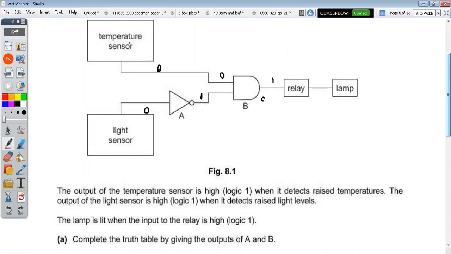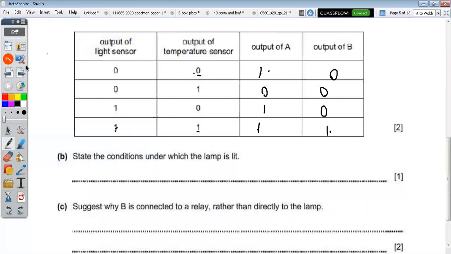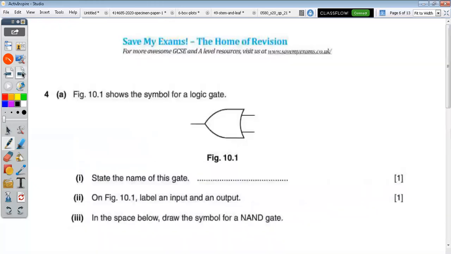What's the purpose of the relay? It is the one that is controlling the turning off and turning on of the lamp. Now, name this gate, what is it?